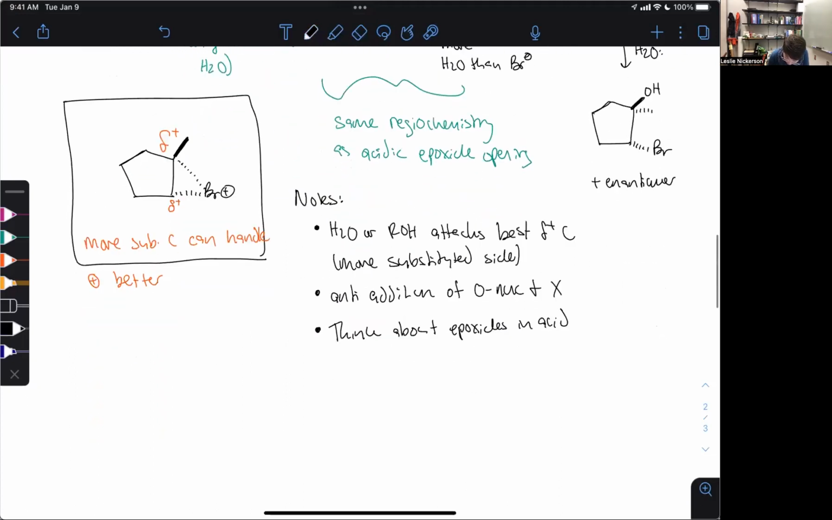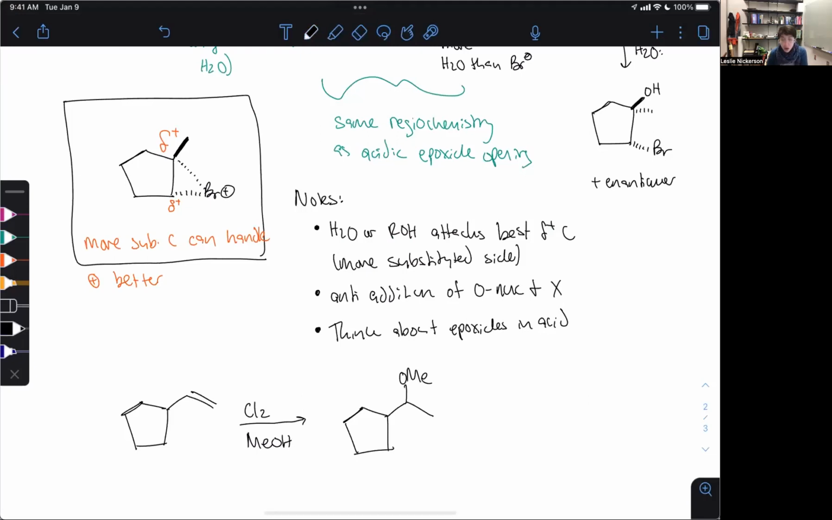Okay, so I just want to show you what it would look like if we did have an alcohol instead. So let's go ahead and do this with Cl2 and methanol. We're looking at the alkene. We've got one side that is more substituted than the other one. That's where our OMe is going to end up. And again, we're going to deprotonate that H, and then we're going to have the Cl on the other side. So this would get you ethers and alkyl halides rather than an alcohol and alkyl halide.